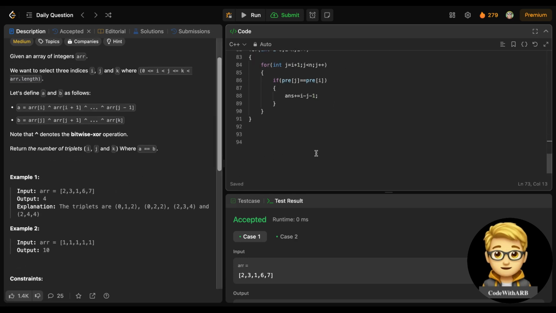So if you see this 1 1 1 and 1, if we try to store its XOR values, right? Initially the XOR value would be 0. Now 0 XOR 1 will be 1. 1 XOR 1 is 0. Now again this is 1, this is 0, and this is 1, right? So I have stored this prefix XOR in my answer.